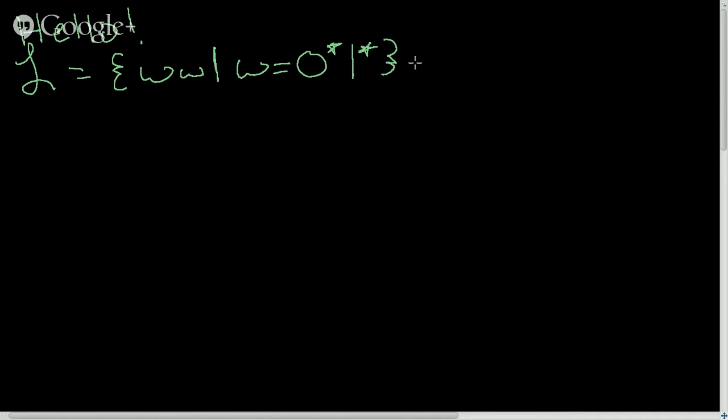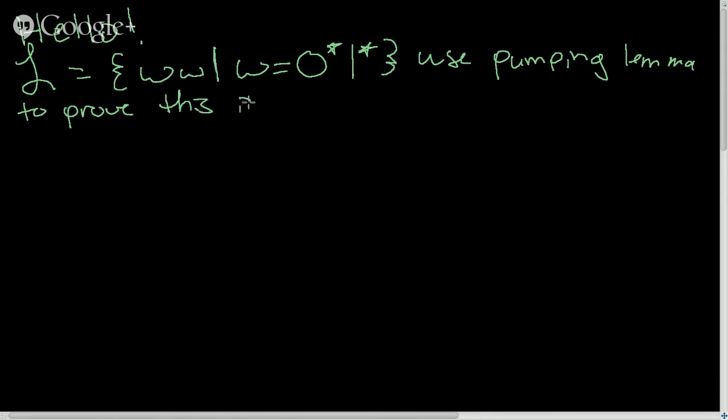So our language is L equals WW such that W is in 0 star 1 star, and we want to use the pumping lemma to prove this is not a context-free language. So first we want to start with, this is the same game that we played with the pumping lemma on the first test.